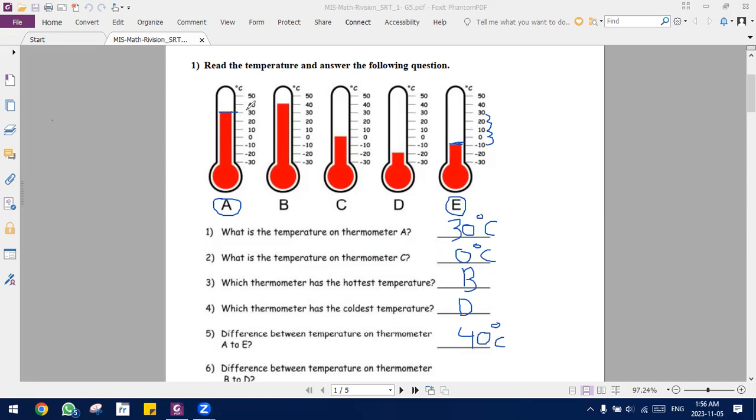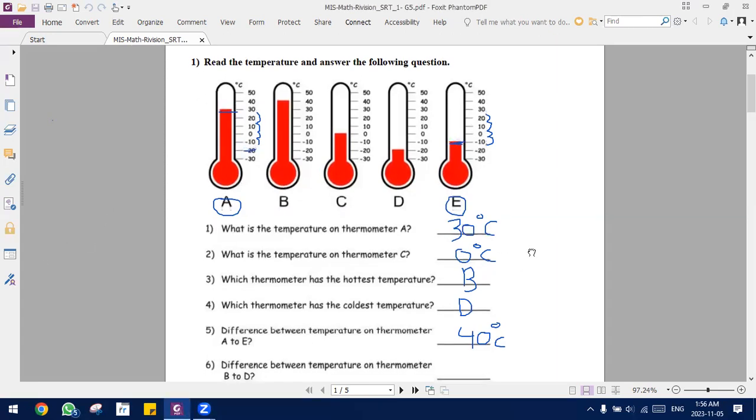Or you can count it down. You can count from 30 till minus 10. So it's 1, 2, 3, and 4, which is again 40 degrees. So the difference between A and E we can say is 40.